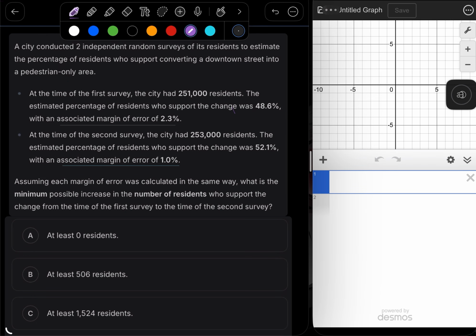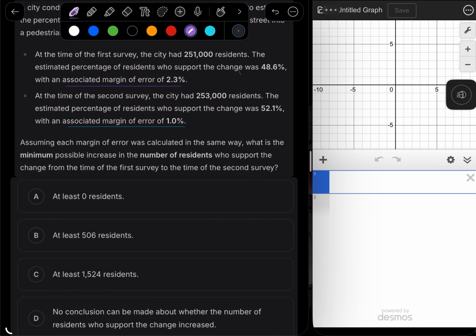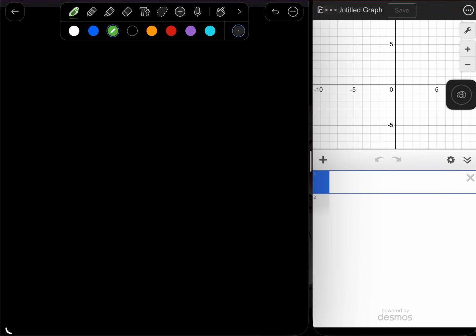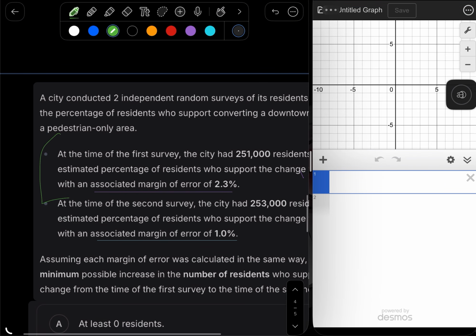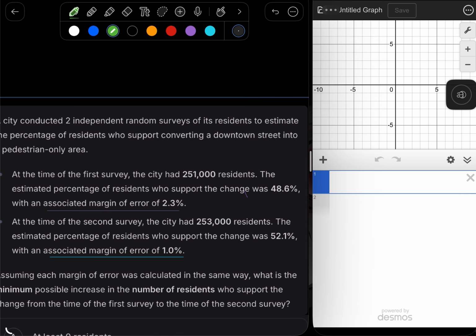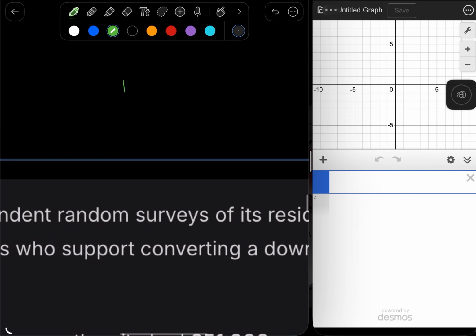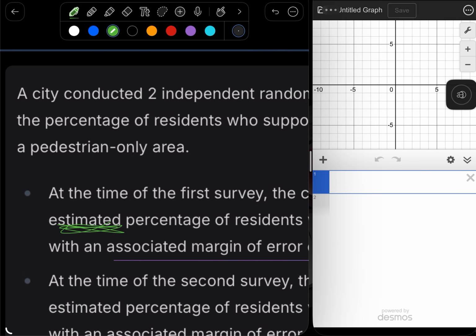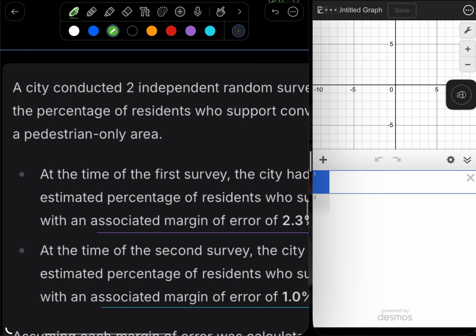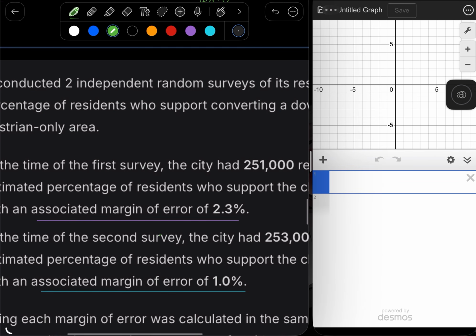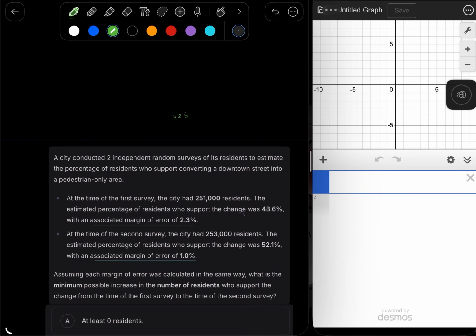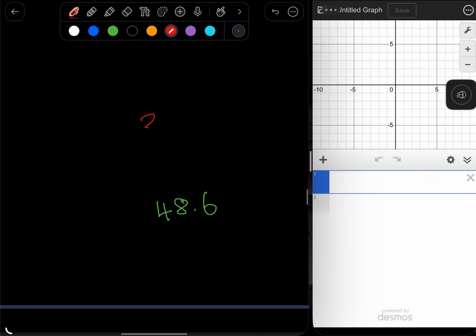I'm going to go off to the side for a second and just explain what margin of error even is. Let's actually use the numbers here. Let's look at the first survey. We have that the estimated percentage of residents who support the change was 48.6. And notice it says estimated. That's also a clue as to why this problem is even including a margin of error. But 48.6 was that percentage, and the margin of error was 2.3%.